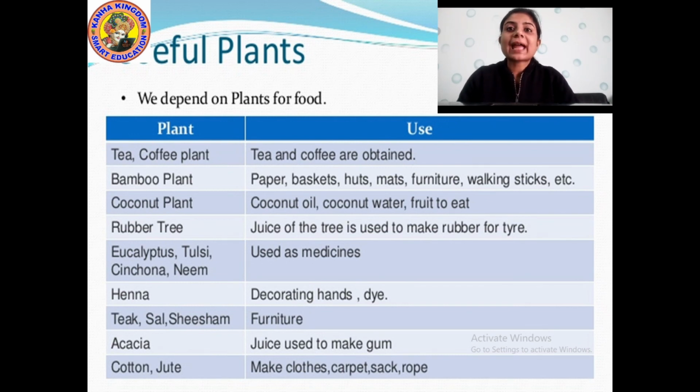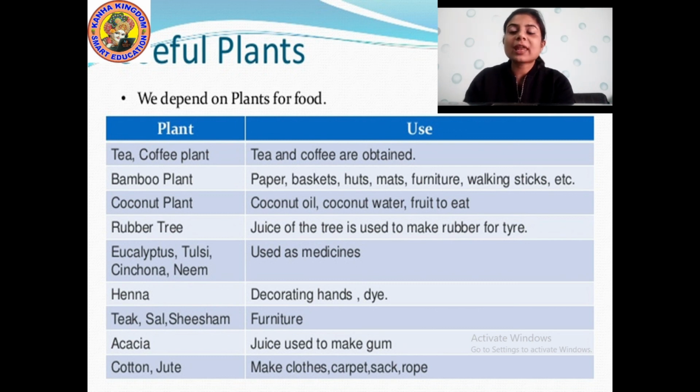Then eucalyptus, tulsi, cinchona and neem are all used as medicines. These plants have some medicinal properties and are used in making medicines. Then the henna plant is used for decorating hands and as a dye. You can pluck the leaves of the henna plant and use it as mehendi that you apply on your hand and your hair.